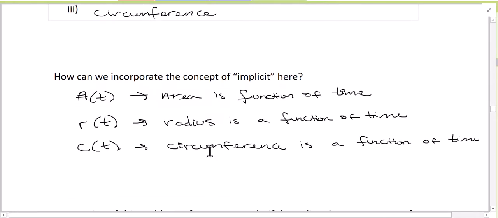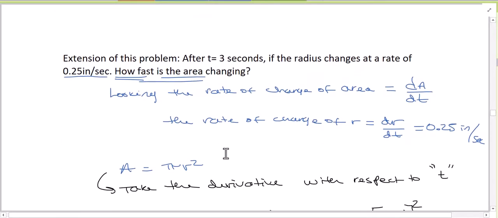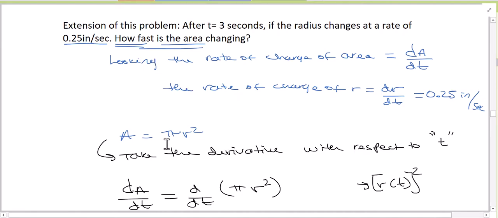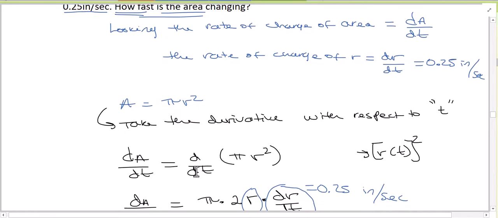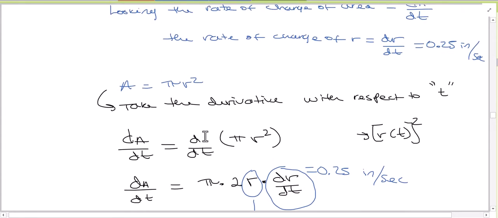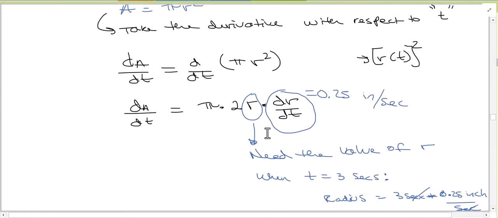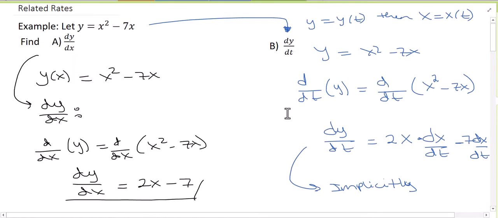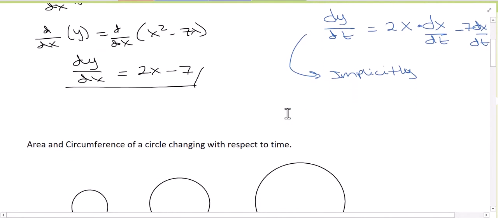And then how can we incorporate the concept of implicit here? So we said the area then becomes a function of t, the radius becomes a function of t, and the circumference also becomes a function of t. And if we go back to those notes or that video on implicit differentiation, you'll see we actually did a related rates problem in there. I just didn't call it that. We were just doing an implicit differentiation application. But essentially related rates is implicit differentiation, the applications of functions when they're written implicitly.